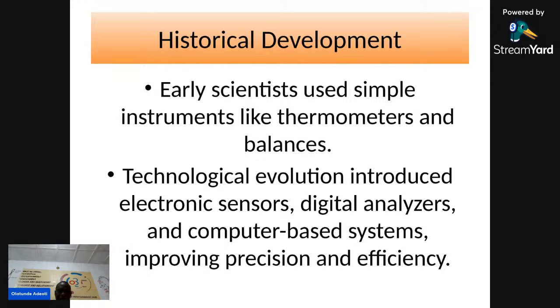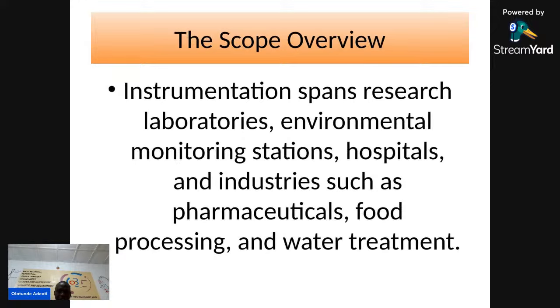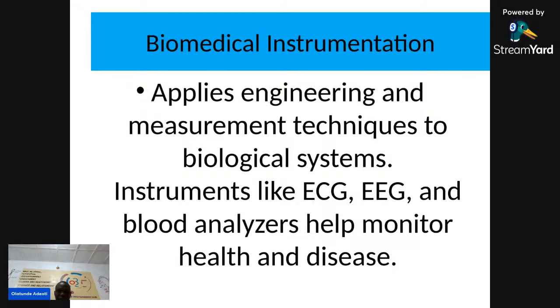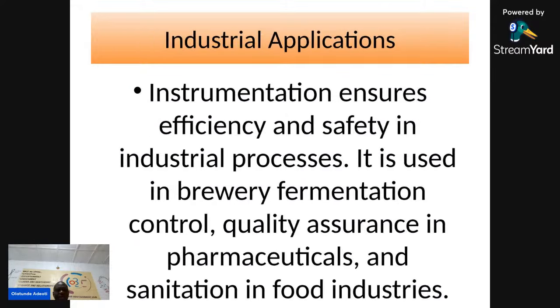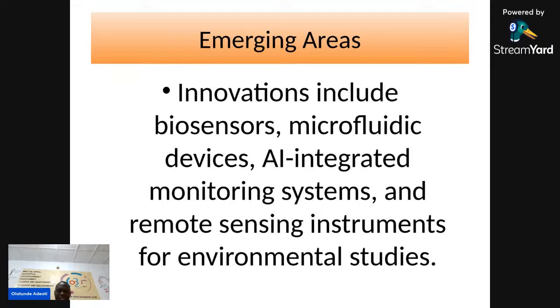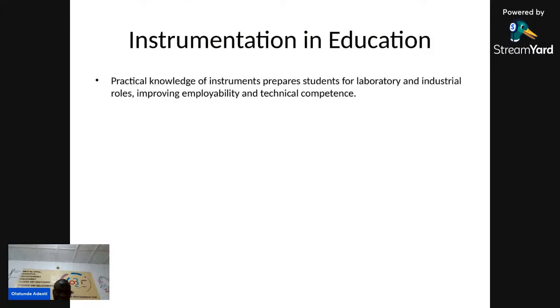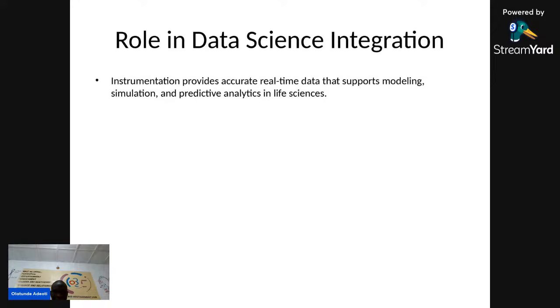Then we look at historical development, the scope overview, analytical instrumentation, process instrumentation. We look at biomedical, environmental, industrial instrumentation and emerging areas. So that is the area of artificial intelligence integrated monitoring systems. The last time we started with instrumentation in education, that is the role played by instrumentation in the education system. We also look at the role that data science integration is playing in accurate measurement.